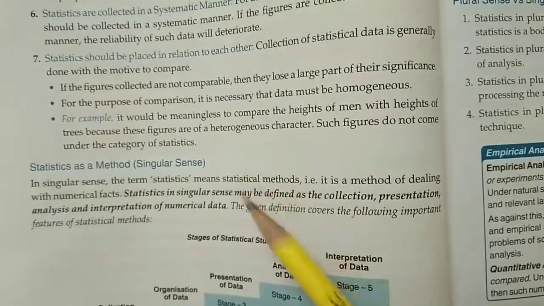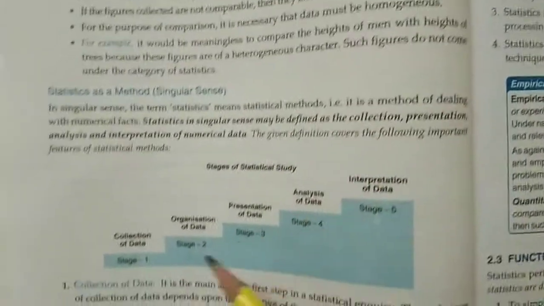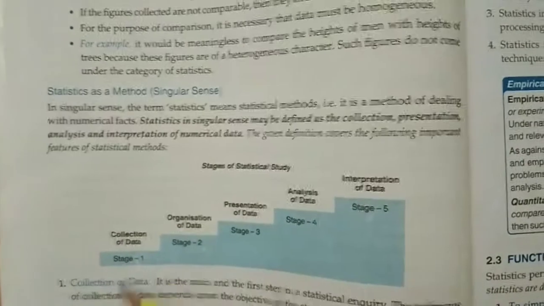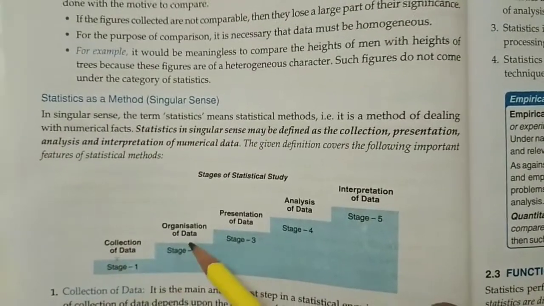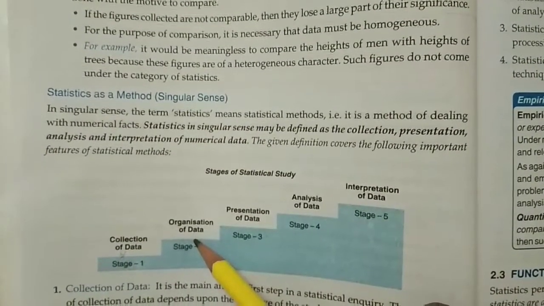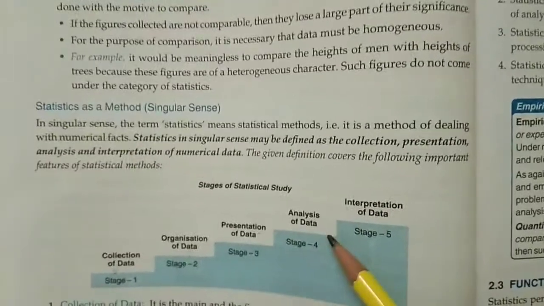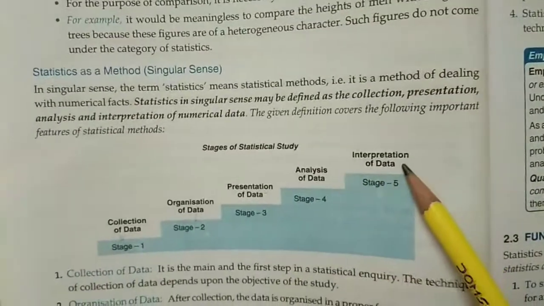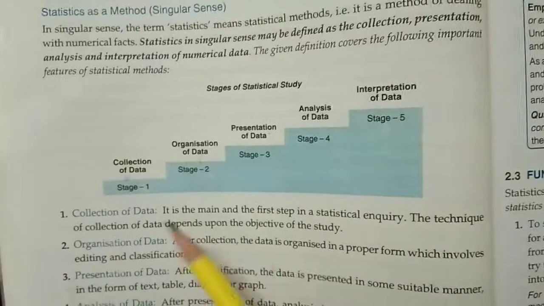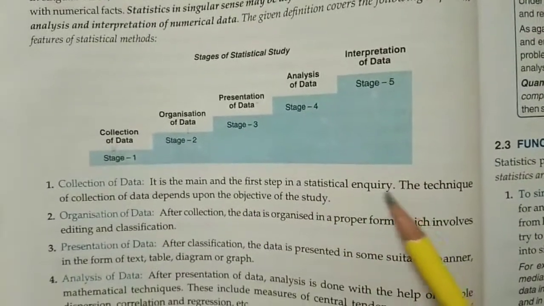So how the statistical data is collected and organized, all this thing. The first stage is that data should be collected, then it should be organized, then presentation of data, then analysis of data, and finally interpretation of data. Collection of data is the main and first step in a statistical inquiry.